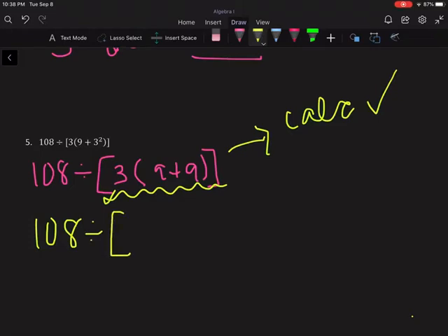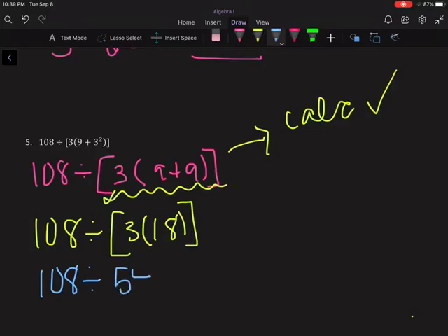But if I do it without, 108 divided by 3 times 9 plus 9 is 18. Then I have 108 divided by 3 times 18, which is 54. Then I got a nice number.